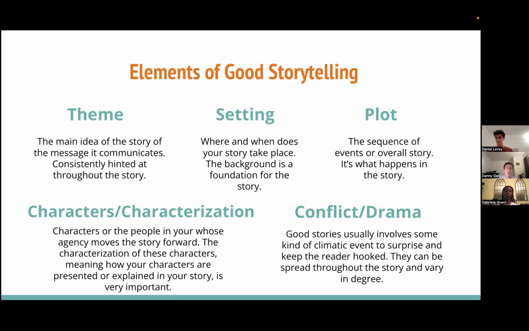Then there's the setting, which is pretty self-explanatory. It's where and when your story takes place, and because it's creative writing, you have a ton of freedom with that. It can be anything you imagine. The plot is the sequence of events in your story and what happens.